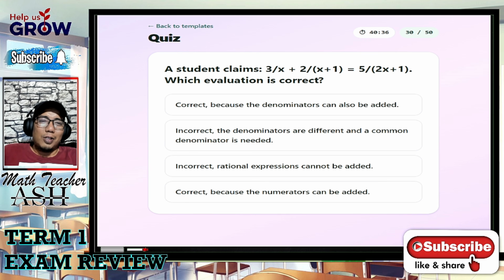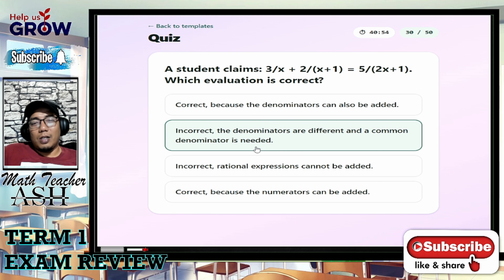Alright, my dear math learners, always remember this rule: if you have dissimilar fractions, what you need to do is find the least common denominator. So therefore, this answer is incorrect. You cannot add them automatically. So therefore, the answer would be the second one. Let's check whether we are correct.